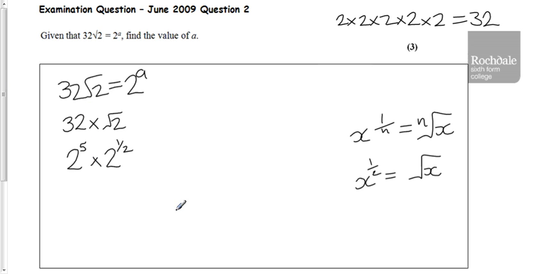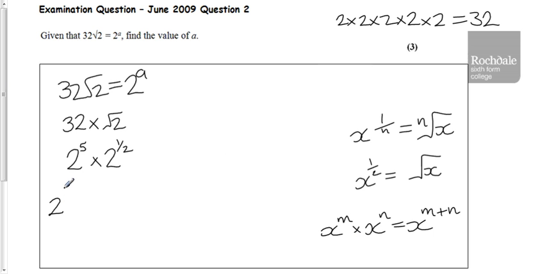So on the left-hand side of this equation, we have 32, which is 2 to the power of 5, multiplied by the square root of 2, which is 2 to the power of a half. We now go to the laws of indices. x to the power m times x to the power n we can simplify by adding the powers. This is a fact you need to know.